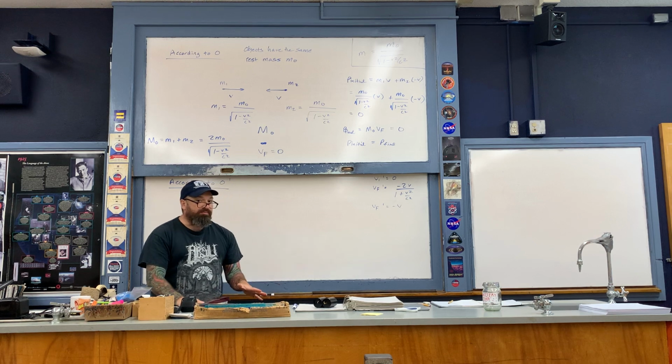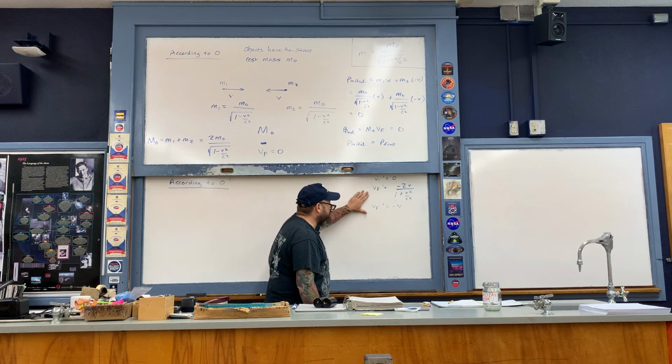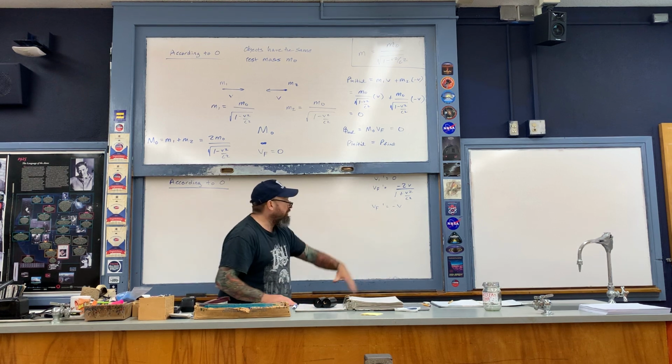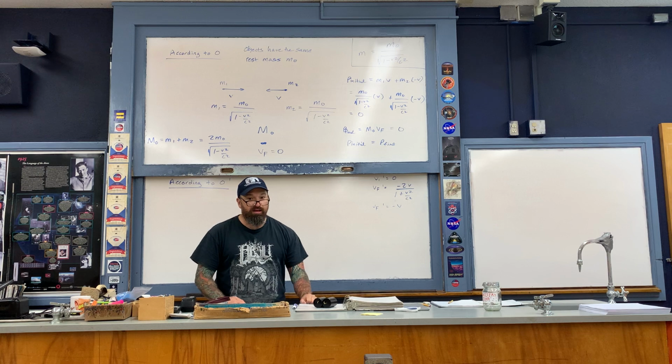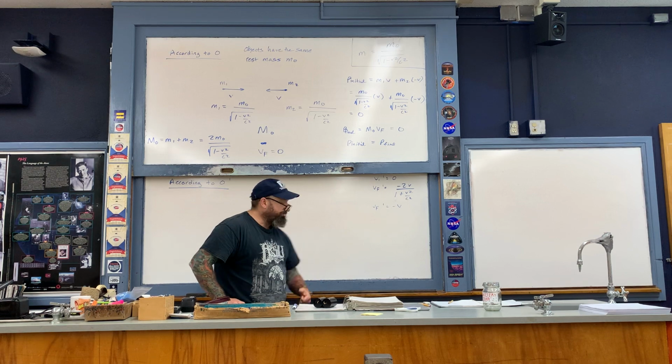Okay, so on the bottom board here, according to O prime, notice that I kept our V prime calculations from the Lorentz transformation from earlier in part 1 of this lecture. We're going to need these again as we now write out the relativistic masses of these objects relative to the moving observer O prime.